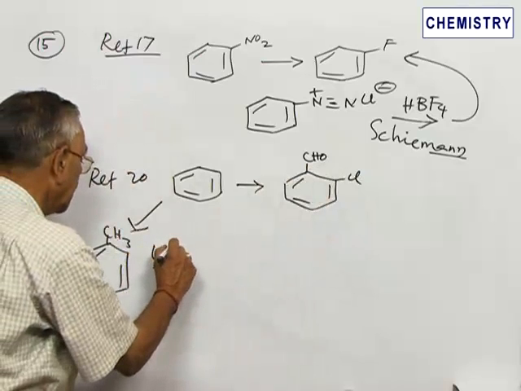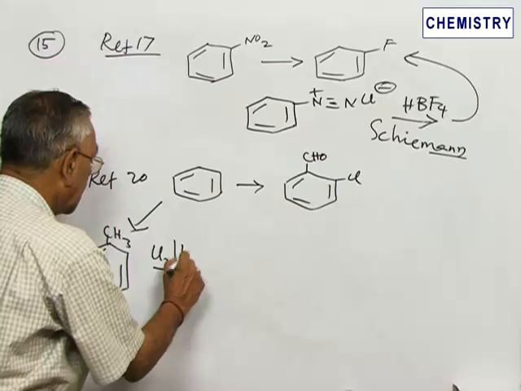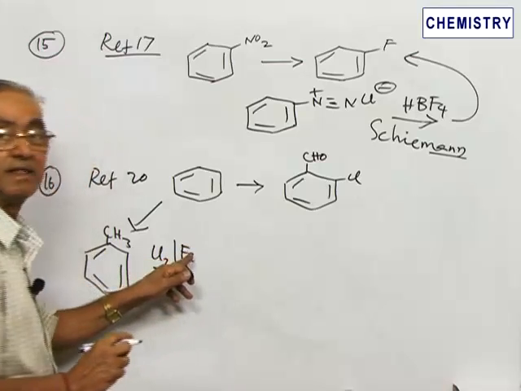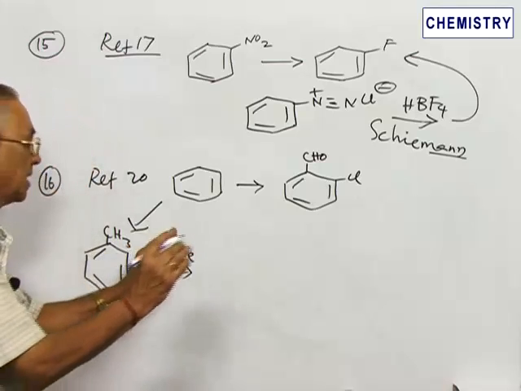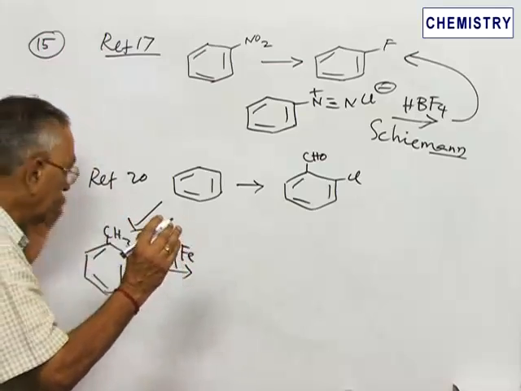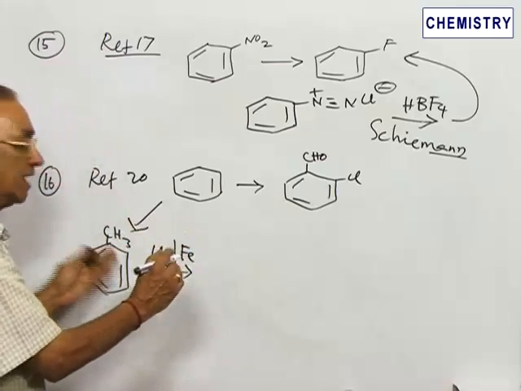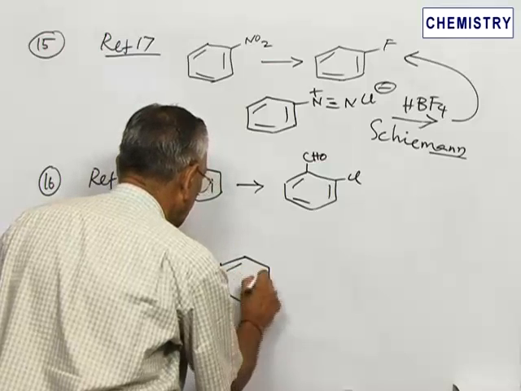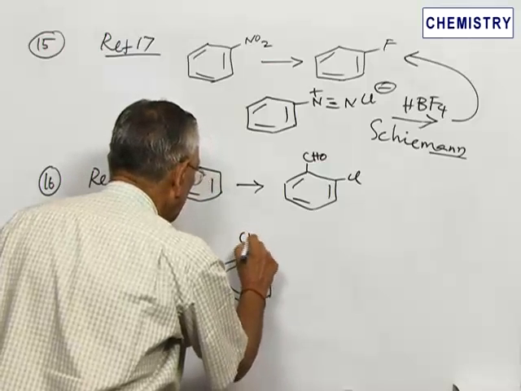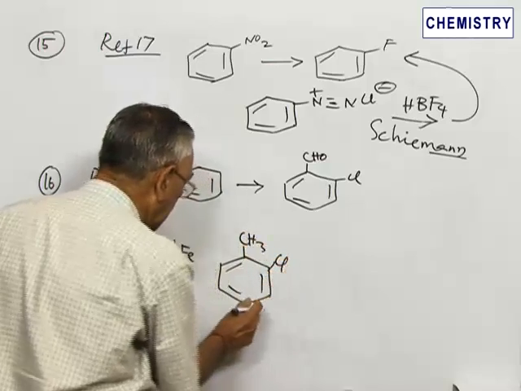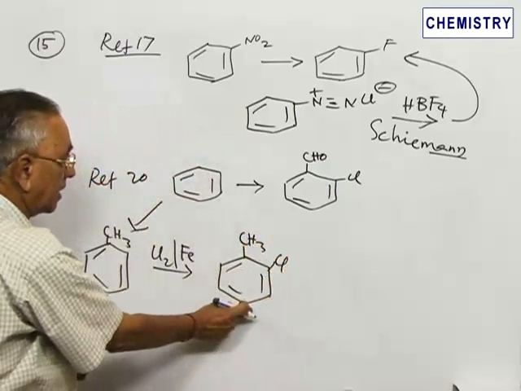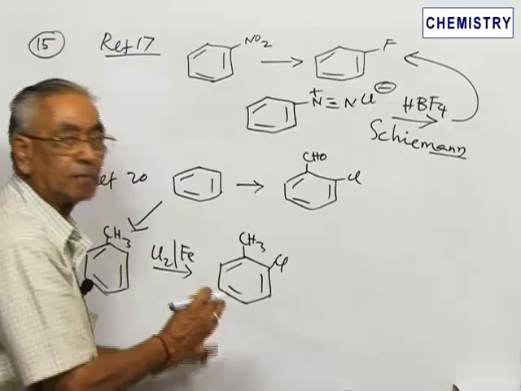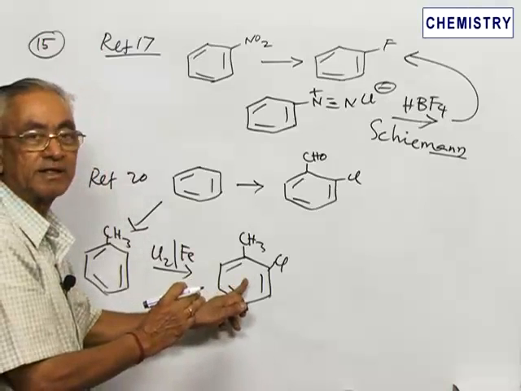Therefore, chlorine in the presence of iron filings. Iron is said to be the halogen carrier. Iron will become iron chloride, FeCl4, and the Cl will enter as Cl plus. So you will get chlorotoluene. You will get not only orthochlorotoluene, you will also get a small quantity of parachlorotoluene. We will get an ortho-para mixture. This ortho-para mixture is actually separated.